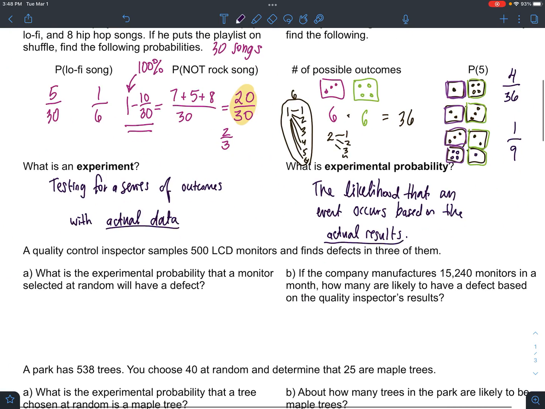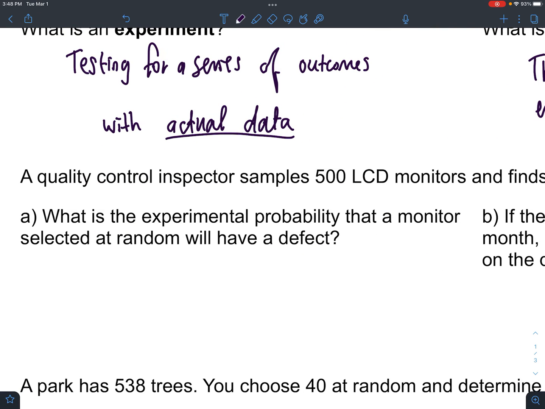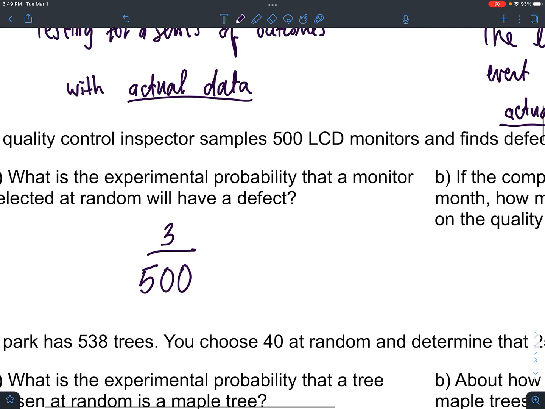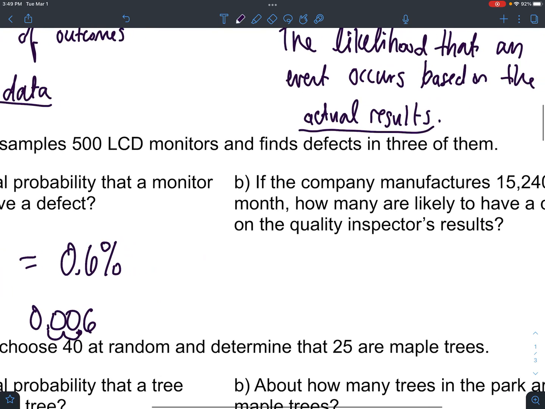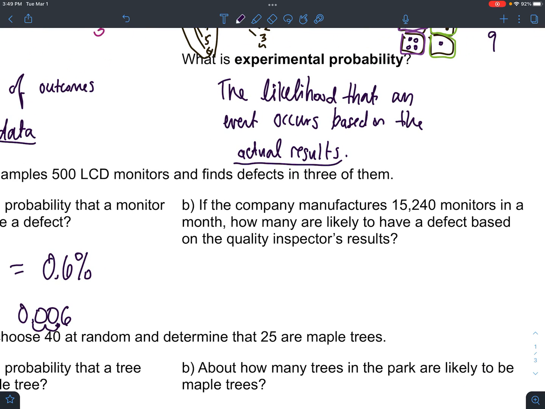Okay, so I got 2 examples of that. We got a quality control inspector who's got 500 monitors and finds defects in 3 of them. So according to just that experiment or that sample, the chance of picking a monitor that's going to have a defect is 3 out of 500. Okay. And if you want to, that's a percent, right? You can convert that to a percent if you want, because it's equal to this as a decimal. Remember, we moved the decimal place over. So I write it as a percent because I think that's the easiest to see, right?